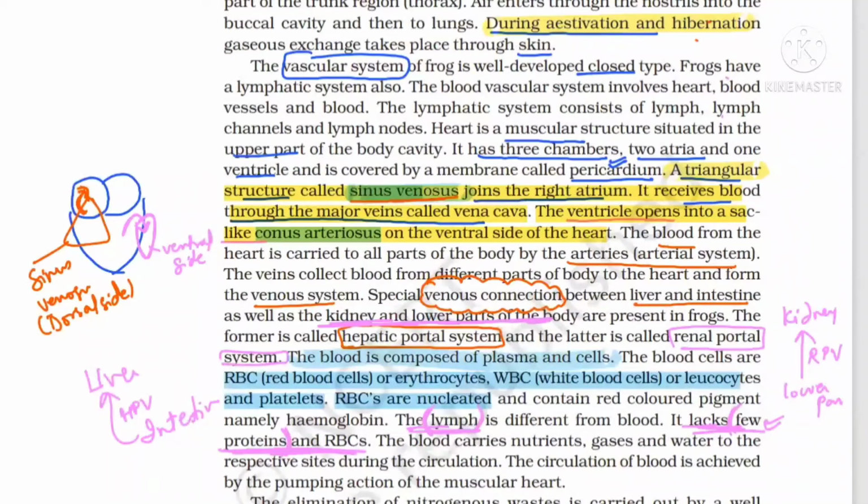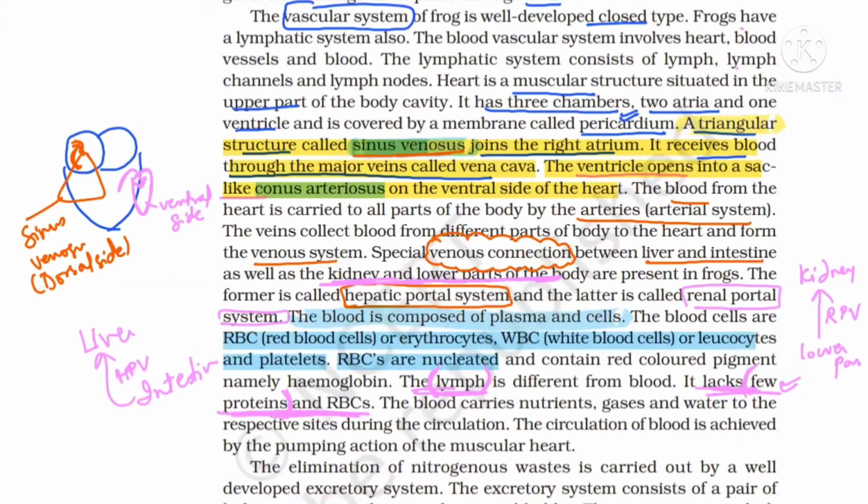It contains WBC, especially which WBC? Lymphocytes, and it has plasma. You know very well, blood carries nutrients, gases, and water to the sites through circulation, and it is achieved by the pumping action of the muscular heart. So I think this much of the topic is clear to you.